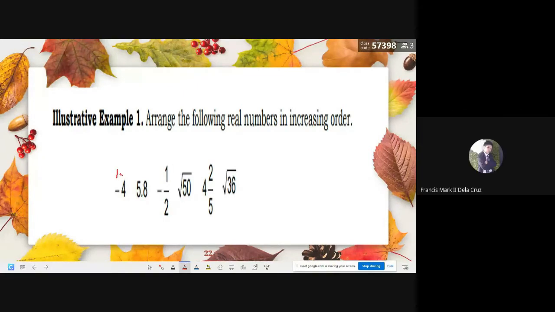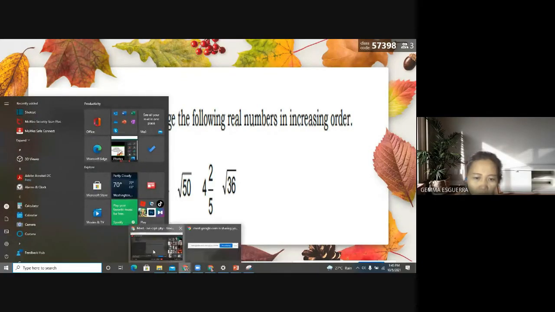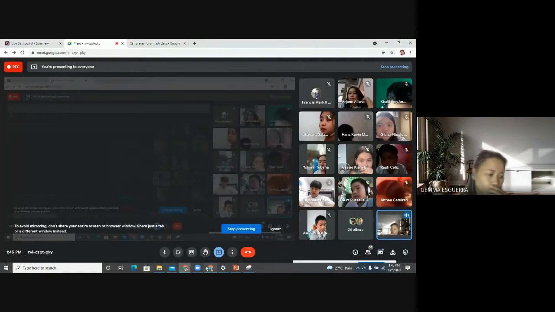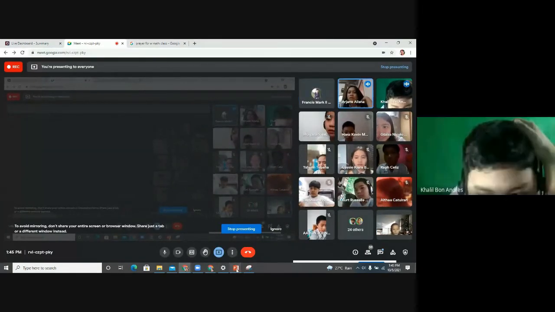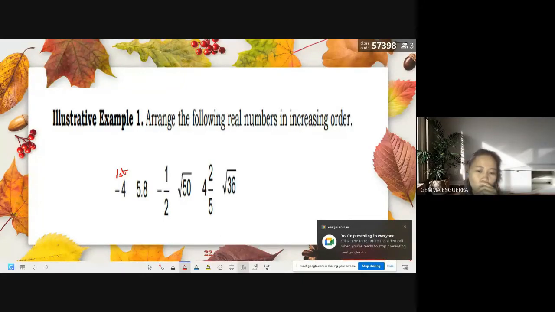Okay, this is the first. Ma'am, mahina po ng microphone nyo. Naka-off ba? Hindi, okay naman yung mic ko. Hindi naman po, ma'am. Malakas naman po. Hindi lang po mahina po, ma'am. Okay, okay.